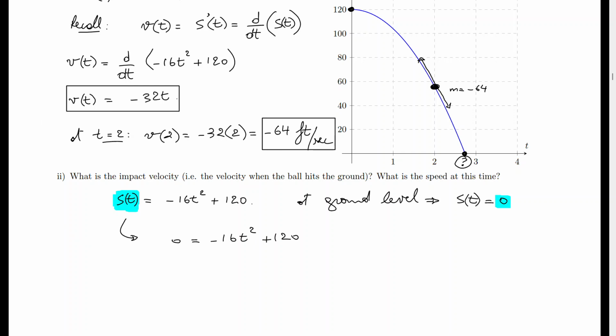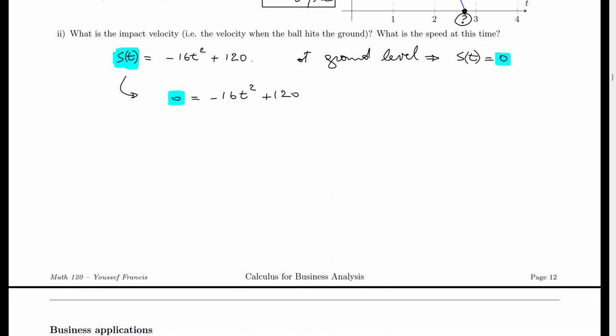We first have to solve an equation where we replace S of t with 0. And again, that's because the ball is now on the ground. When it hits the ground, it's on the ground. And so that's why we replace S of t with 0. The distance traveled is 0.